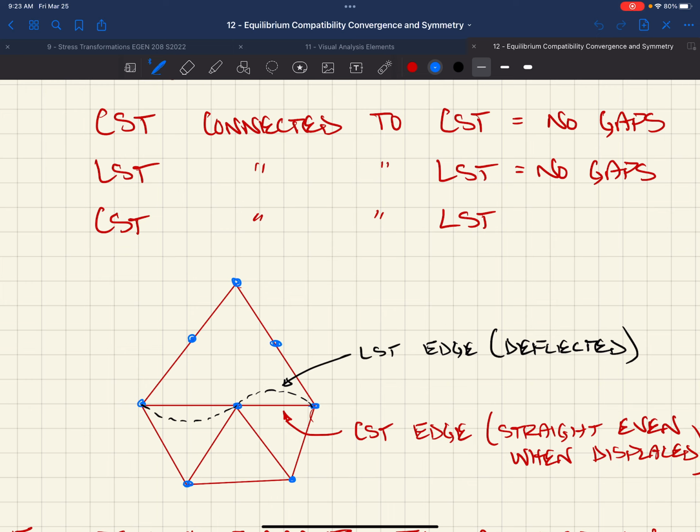Would you ever have a CST next to an LST? Like, wouldn't you model it all with one? Not usually. But all this is trying to highlight is element selection is important when it relates to inter-element compatibility, right?